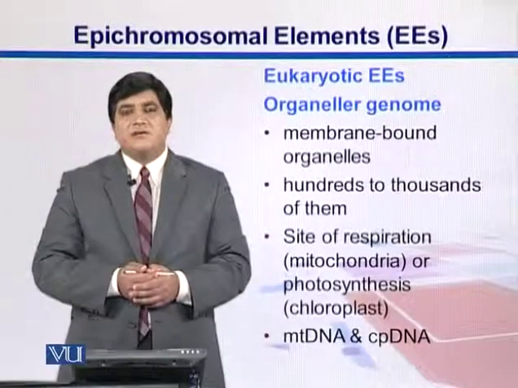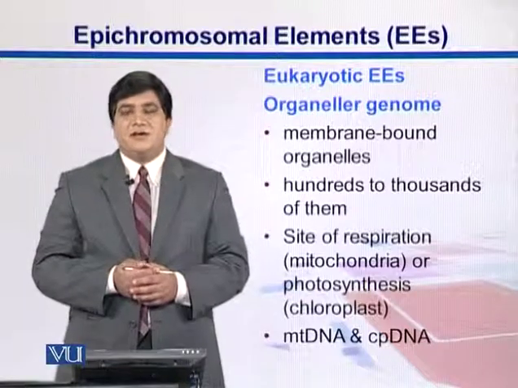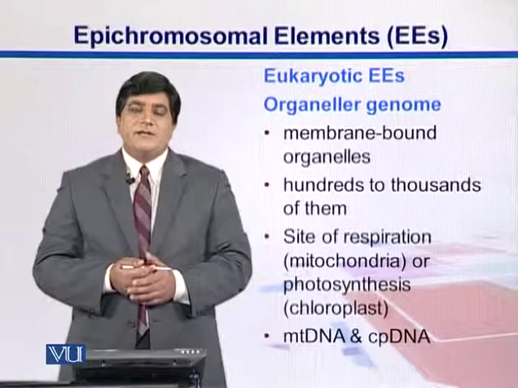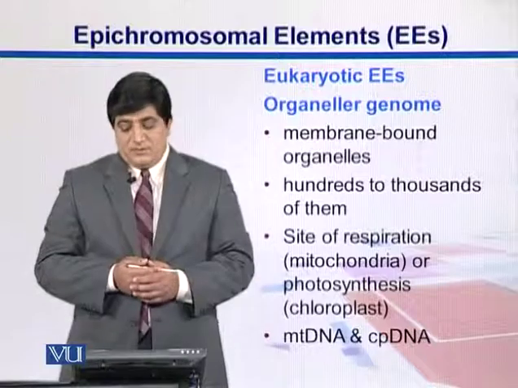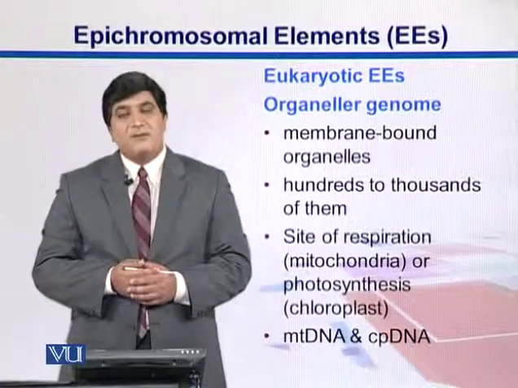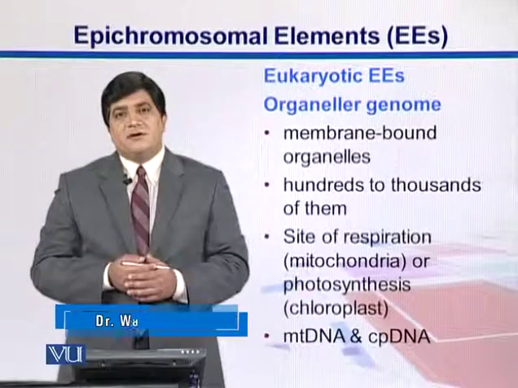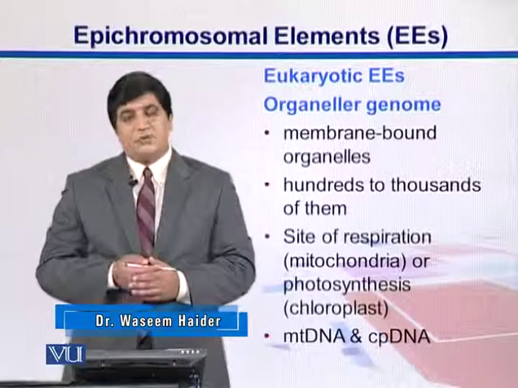So eukaryotes have extra organelles that also contain a genome, or DNA, which we call organellar DNA. Examples are chloroplast DNA in plants and mitochondrial DNA in both plants and animals. These are membrane-bound organelles, and they may be present in hundreds to thousands of copies, so they are also in multiple copies of these genomes.